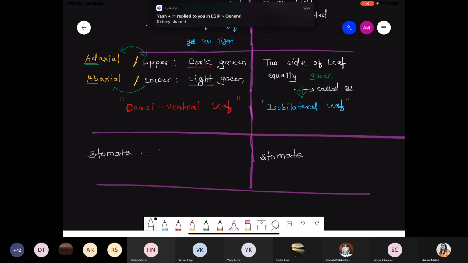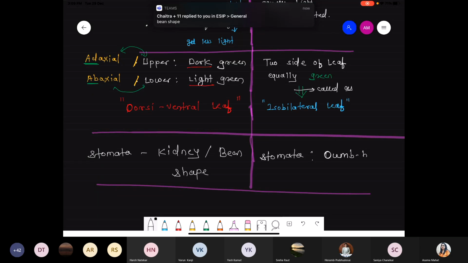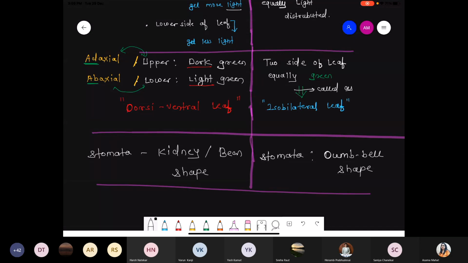Yes, kidney shape or the bean shape in case of dicot, while in case of the monocot, basically these are the dumbbell shape. So in case of the monocot, they are dumbbell shape. Simple.